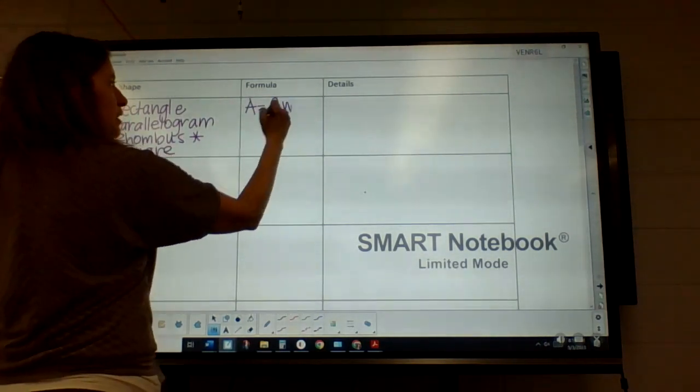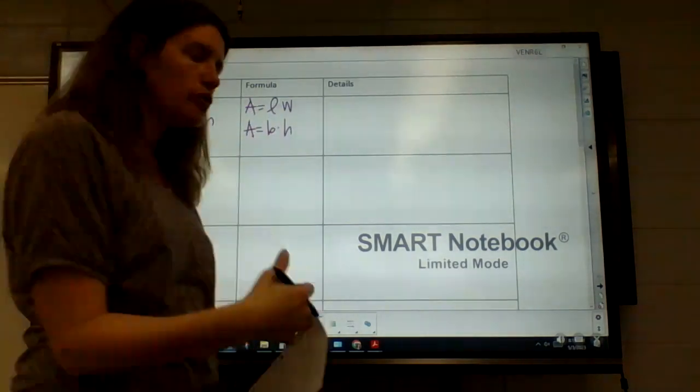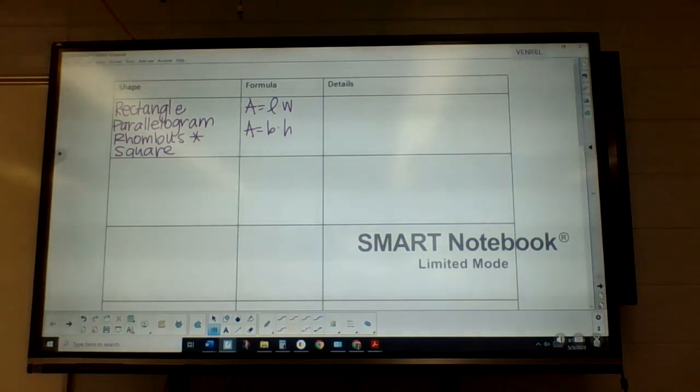Length times width or base times height. It's more like whatever you prefer to call them, or what you've been given. So in a problem, if I tell you the length is this, and here's the area, find the width, you might want to use that formula, but making sure you know what those two different things mean.